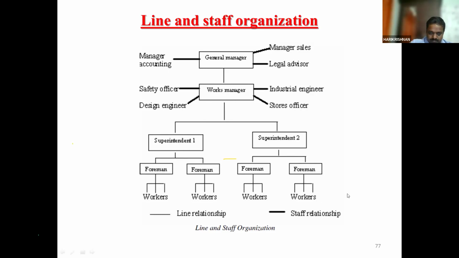Here the general manager, works manager, superintendent and foreman come under the line relationship. Accounting manager, sales manager, legal advisor, safety officer, design engineer, industrial engineer and store officer come under which one? Staff relationship. So these types of organizations are known as line and staff organization. I think this concept is clear now. Any doubt?